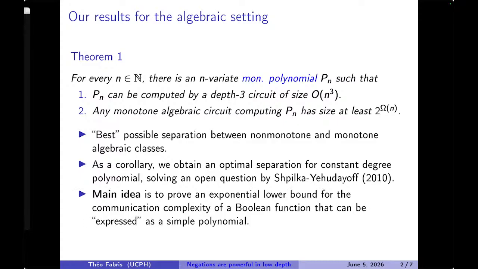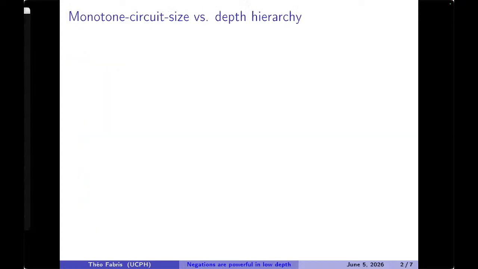The main idea to prove this lower bound is to first reduce the second bullet point to proving a multi-partition communication complexity lower bound for a certain Boolean function. I'm going to explain later what that is, which was a connection already known before. And then the first item will come from the fact that we proved a strong lower bound for a very simple function, and I'll explain later why that function is simple.